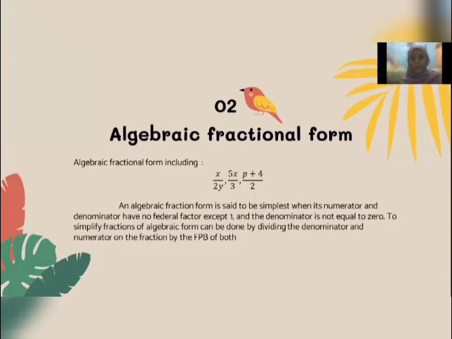Number 2, algebraic fractional form. Algebraic fractional forms include x over 2y, 5x over 3, p plus 4 over 2. An algebraic fractional form is said to be simple when its numerator and denominator have no common factor except 1 and the denominator is not equal to 0. To simplify a fraction of algebraic form, divide the denominator and numerator of the fraction by the greatest common divisor of both.